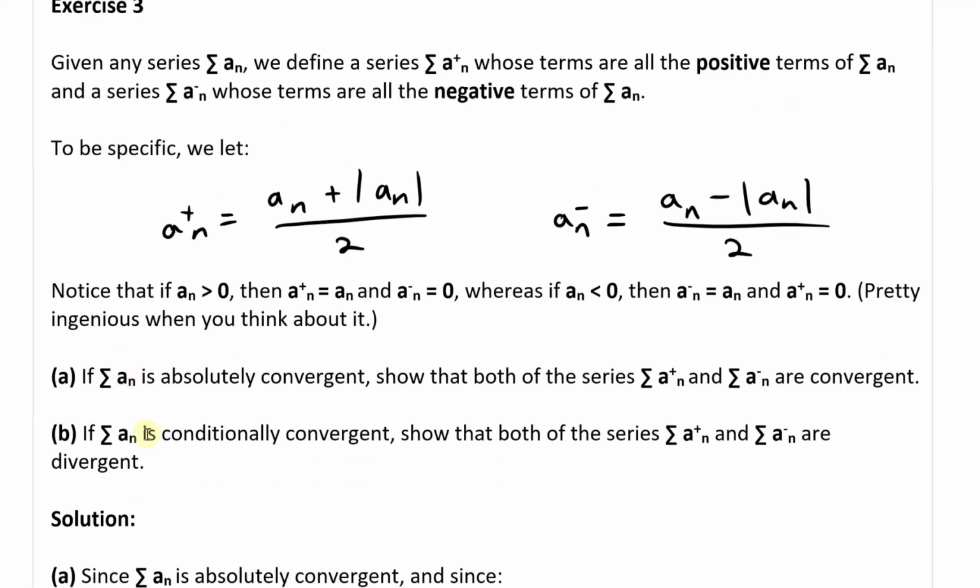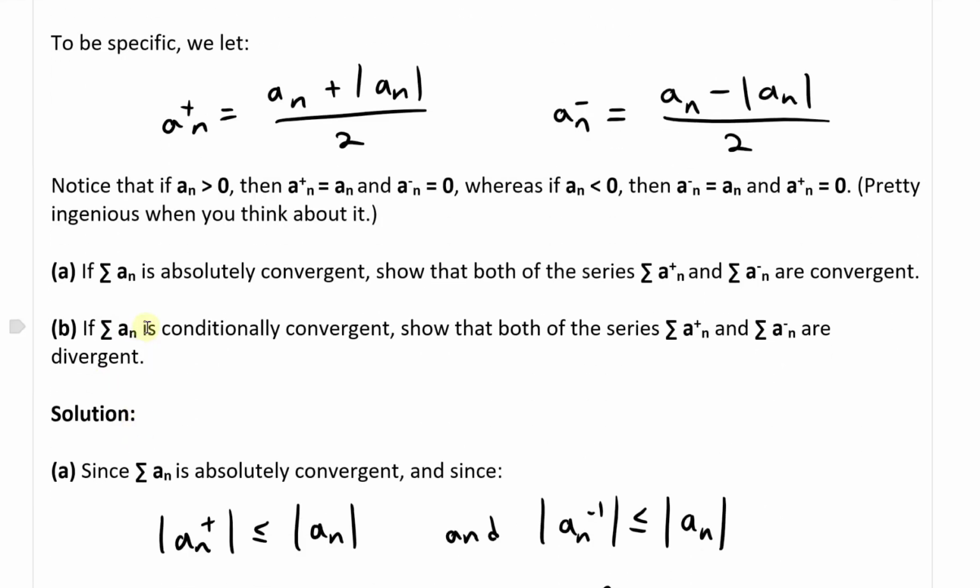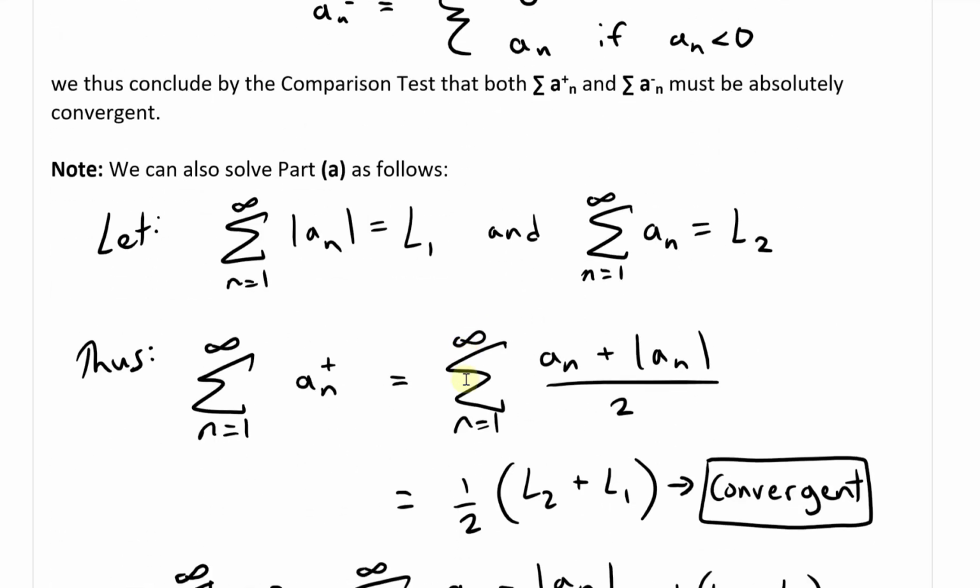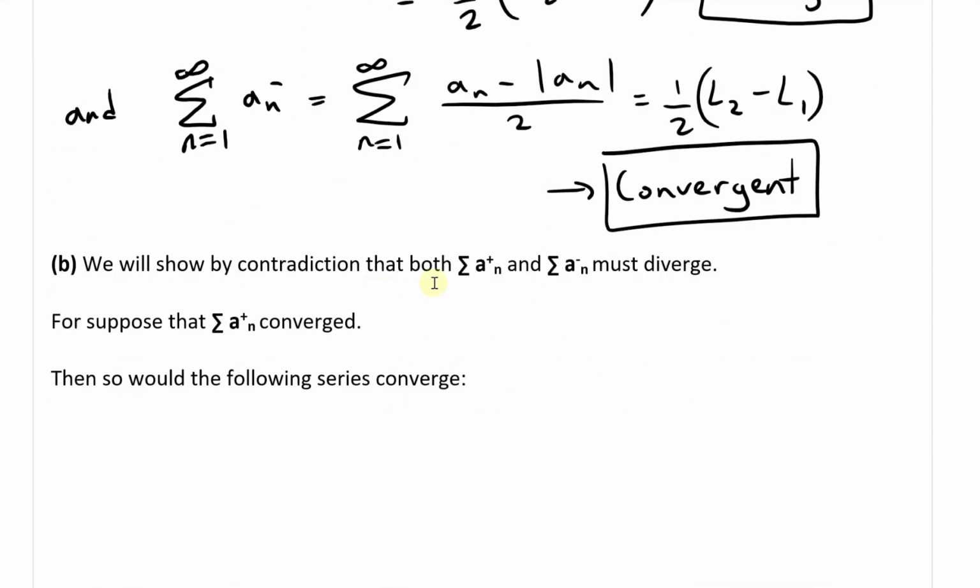Part B says: if the series an is conditionally convergent, so in other words, the series of absolute values is not convergent, show that both the an plus and an minus series are both divergent. So let's take a look at this. We will show by contradiction that both the an plus series and the an minus series must diverge.